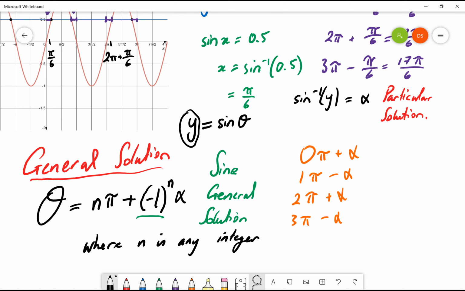It doesn't matter if n is 1, 0, 17, 443.2. Oh, it does, because you can't have decimals. But n must be any integer. Negative 8,000. Positive 5 million. Fully legit. We good. Okay, so this is the general solution for sine. Shall we look at what cosine looks like? I'm just going to leave this here for you to just peruse.